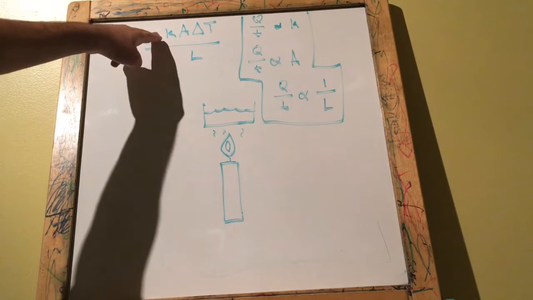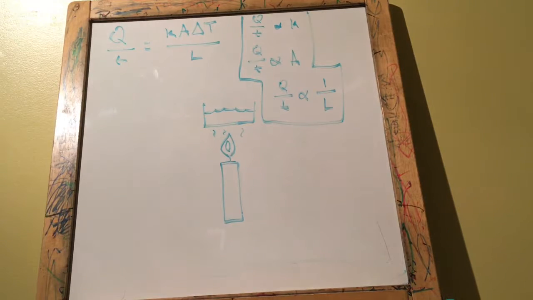Its K value is really high, and because K is proportional to Q over T, that means more heat can be transferred from the metal to the water. And because more heat can be transferred from the metal to the water, the temperature of the water can increase and it can better form steam. And that's essentially how the heat is transferred.